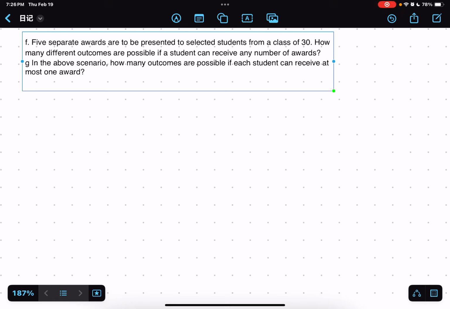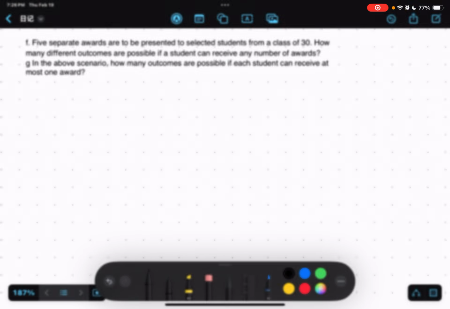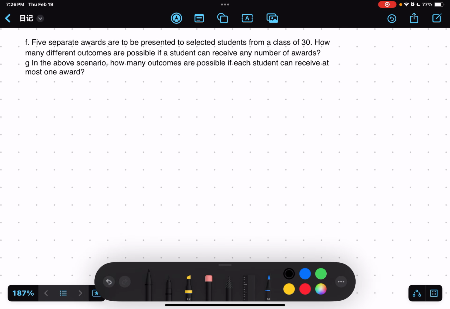Hello everyone, today I'm going to talk about cardinality and permutation. So, as we see in question number 5, part F: 5 separate awards are to be presented to select students from a class of 30.